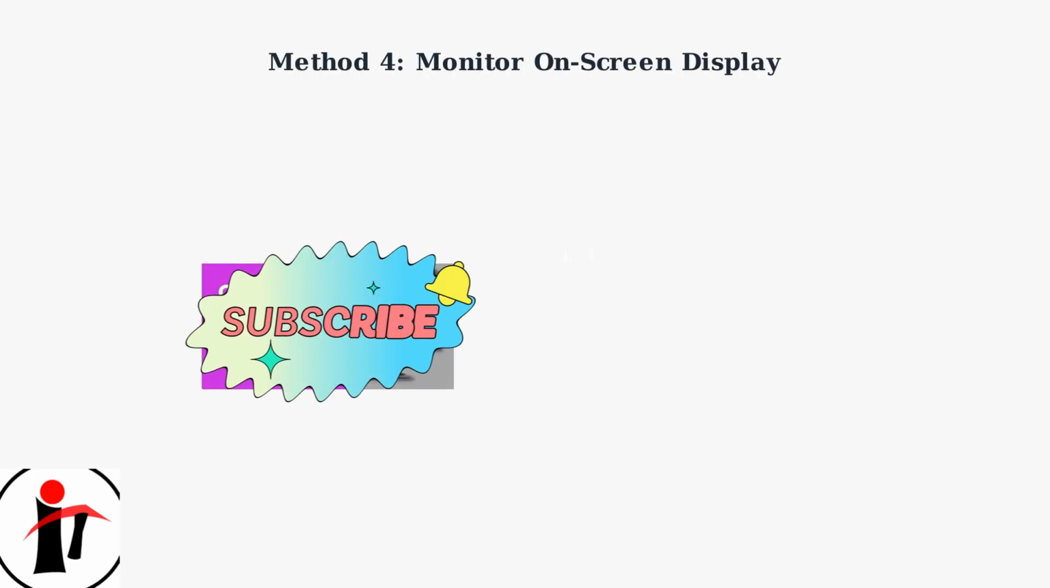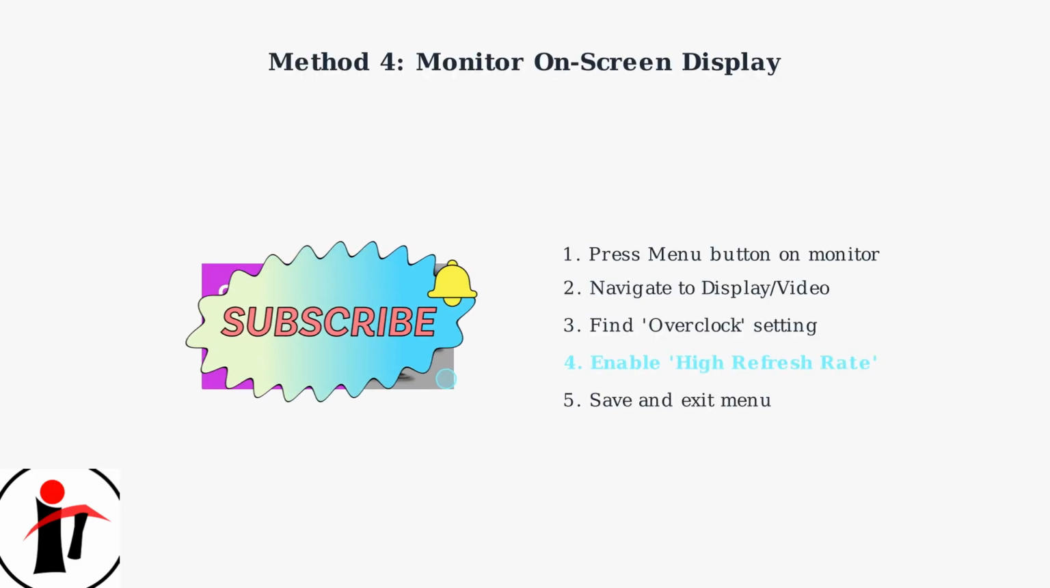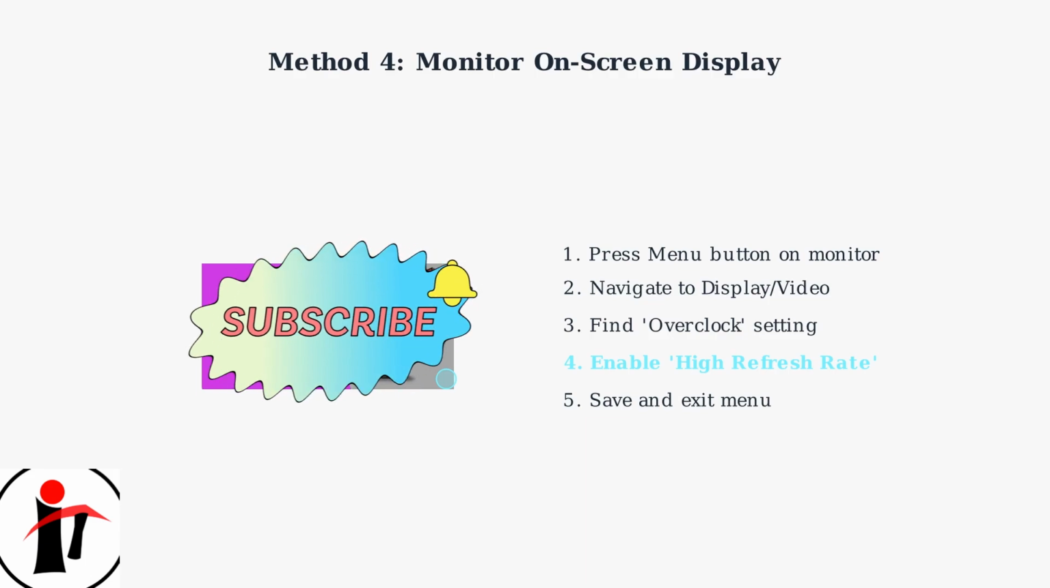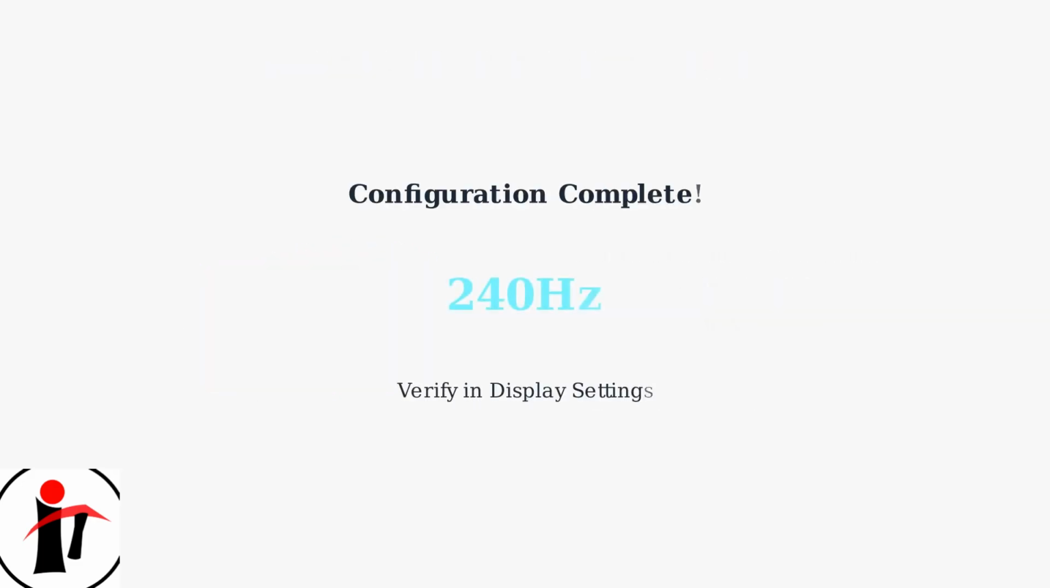Finally, you can use your Sceptre monitor's built-in menu. Use the physical buttons to access the on-screen display, find display or video settings, and enable overclock or high refresh rate mode. After using any of these methods, verify your monitor is running at 240 Hz by checking your display settings. You should see a smooth, responsive gaming experience with reduced motion blur.